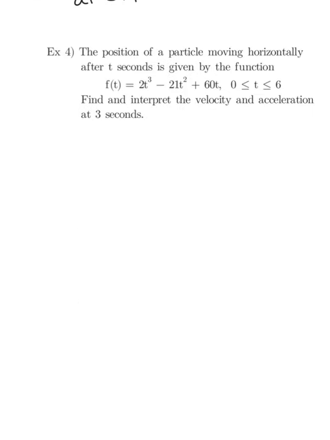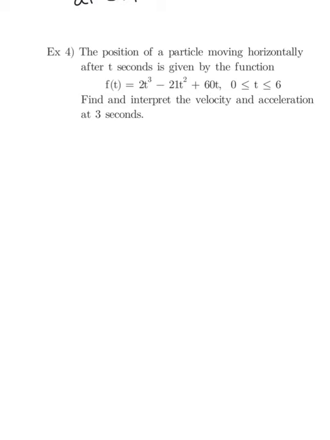On example 4, we have another acceleration question. We have the position of a particle moving horizontally after t seconds is given by the function f of t equals 2t cubed minus 21t squared plus 60t. And then they give us this information about 0 less than or equal to t less than or equal to 6. That's telling you that this function only works for the times from 0 to 6 seconds. If it's beyond 6 seconds, the function would be different. The question says find and interpret the velocity and acceleration at 3 seconds.